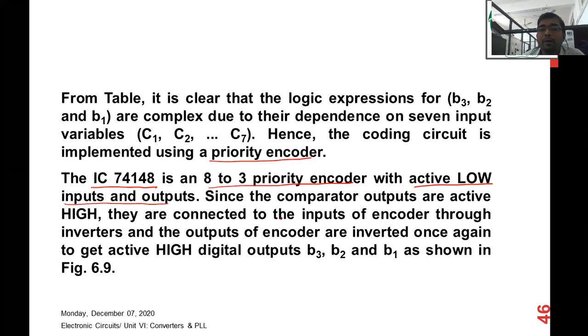Since the comparator output is generally active high and the priority encoder is active low, to match between both of them, what we have done is connect the inputs of the encoder through inverters, so that the outputs of the encoder are inverted once again and we get active high digital outputs V3, V2 and V1.